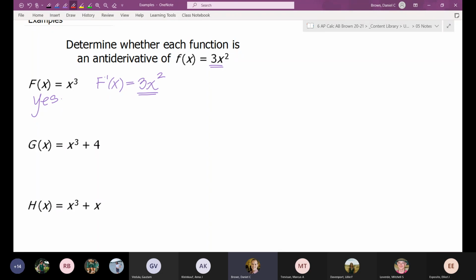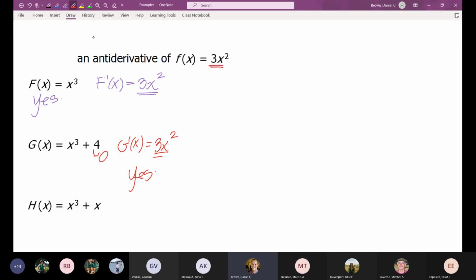If I have g of x, what is the derivative of g? That's going to give you 3x squared again. Where'd that 4 go? We know that the derivative of all constants is going to give you a 0. 3x squared is clearly the same thing as 3x squared. So this one, yes, is also an antiderivative. Where things start getting weird is this last one.